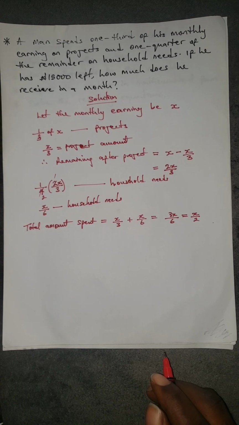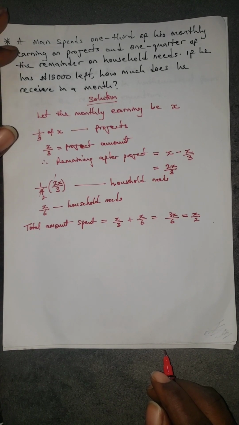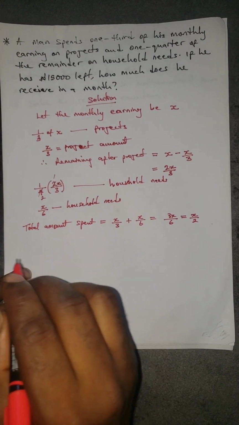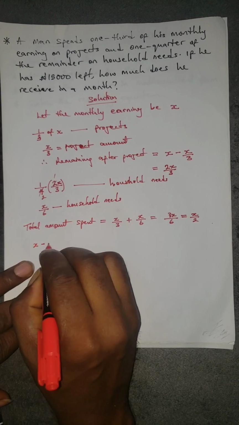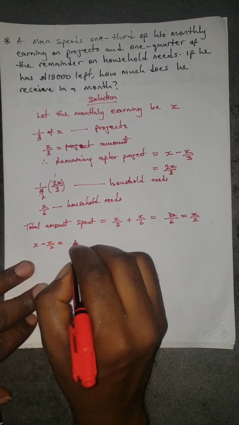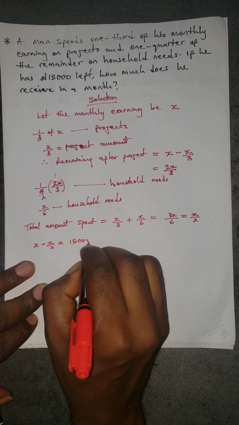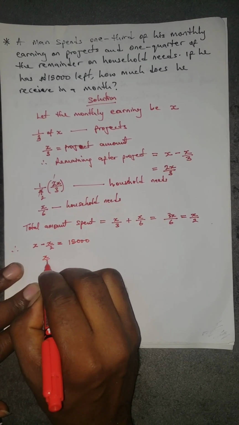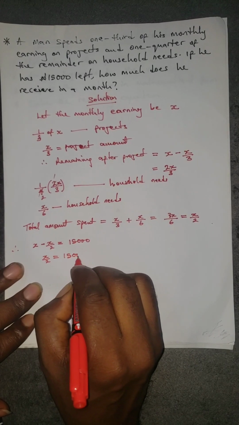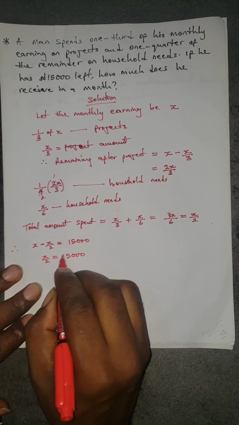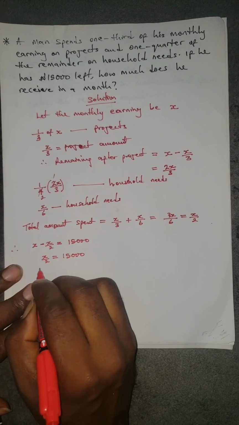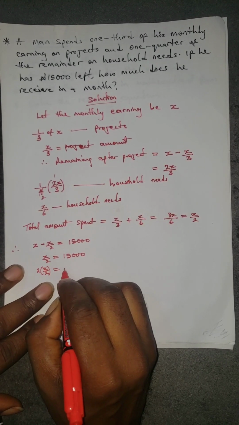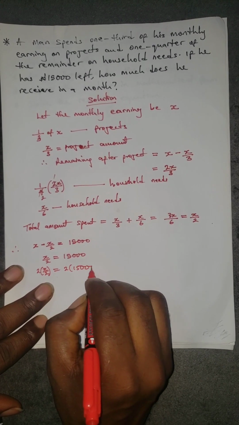Now, when they say that 15,000 is remaining, that's what is left here. So it means that x minus x over 2 will give us 15,000 naira. So that will give us x over 2 equals 15,000 naira. If you cross and multiply here, or if you multiply both sides by 2, 2 into x over 2 equals 2 into 15,000 naira.